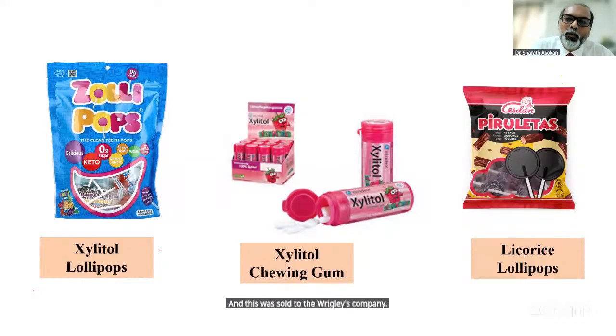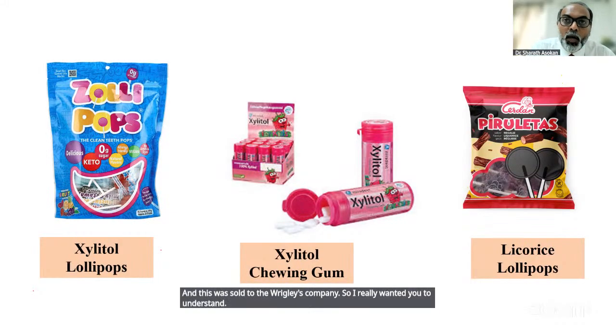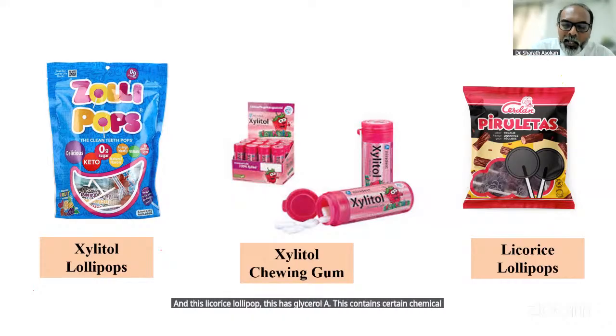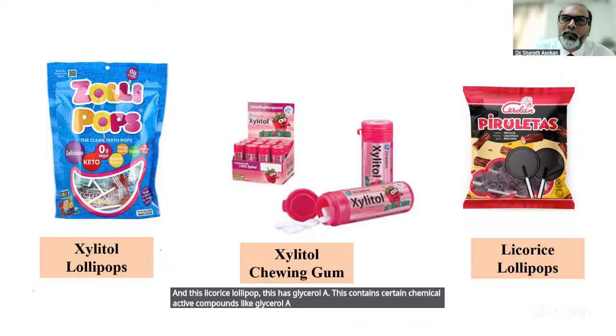So I really wanted you to understand, yes, we cannot avoid chocolates and chewing gums with children, but sugar-free chewing gums were introduced by dentists, especially for children, so that their salivation increases. So we have xylitol-based chewing gums and lollipops. And this licorice lollipop contains certain active compounds like glycyrrhizol A, which eliminates Streptococcus mutans.